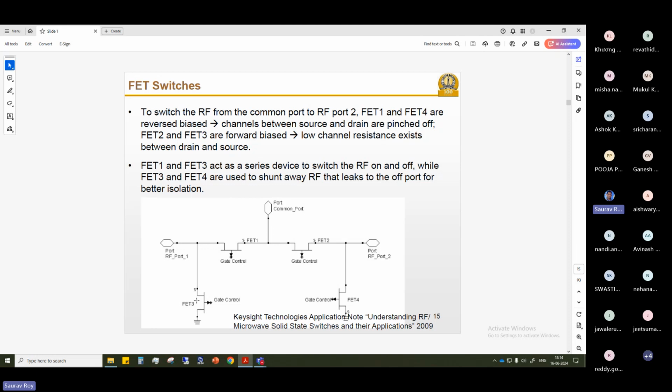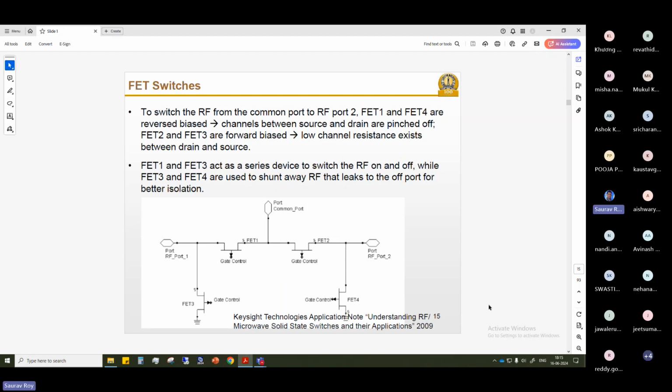And if you forward bias FET3, this port 1 gets grounded. And FET1 on top of that we are reverse biasing. So definitely from common port to port 1 there is no direct signal path now. But now FET2 is forward biased, so the signal flows directly to port 2, and FET4 is reverse biased, so the path to ground is cut off.